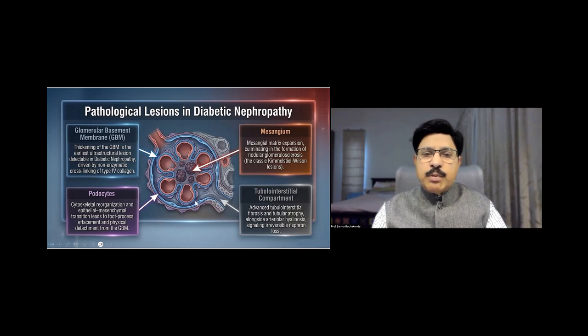You see the basement membrane here. This is the podocyte effacement. These are the KW nodules. And you also have the tubulointerstitial compartment: advanced tubulointerstitial fibrosis and tubular atrophy alongside arteriolar hyalinosis, signaling irreversible nephron loss. So all four are the various pathologies: GBM thickening, podocyte effacement, KW nodules, and tubulointerstitial atrophy and fibrosis.